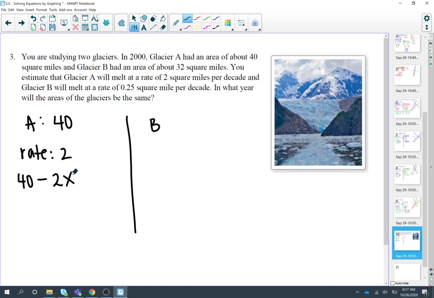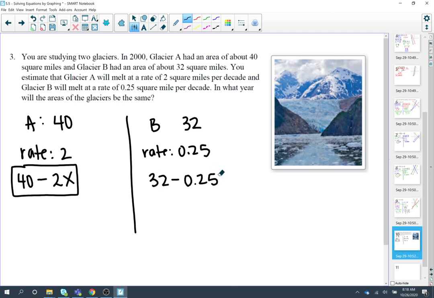So if we go 1 decade, I could substitute 1, which would be 2. So 40 minus 2 would be 38. Then after that, I'd take off another 2, which would drop me to 36, and then 34, and so on. But you could keep substituting how many decades in, and this would be your expression to figure that out. Now, Glacier B has an area of about 32, and it's melting at 0.25 per decade. So we're going to have 32 minus 0.25x. That's my expression for Glacier B.